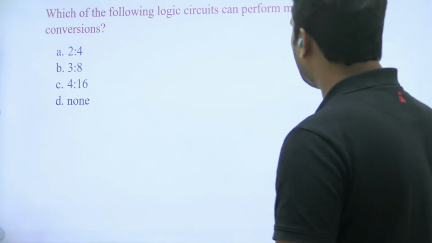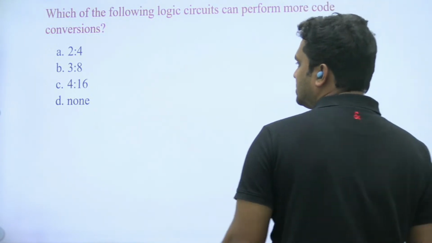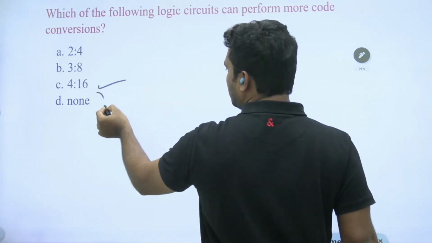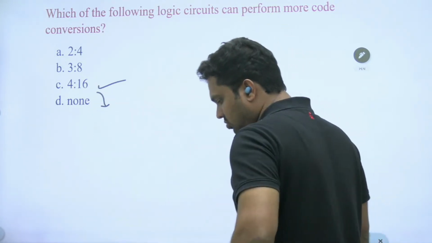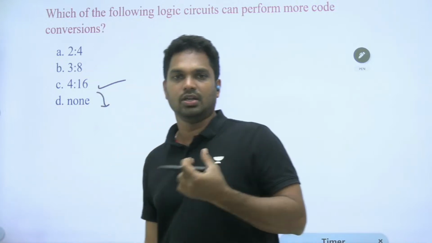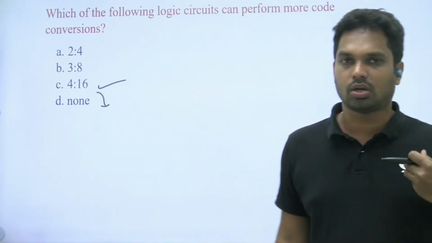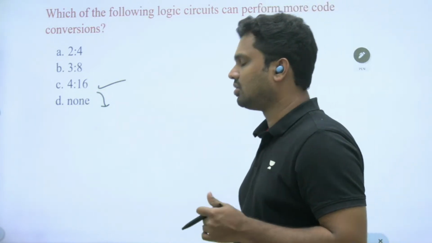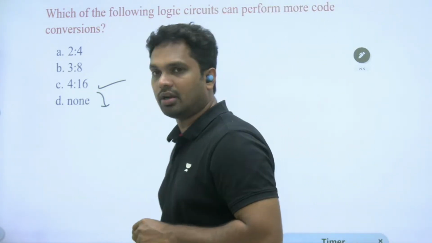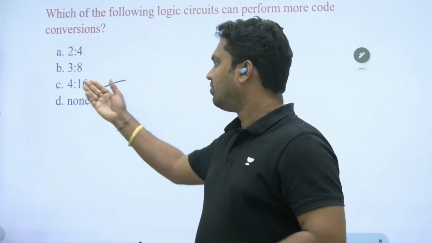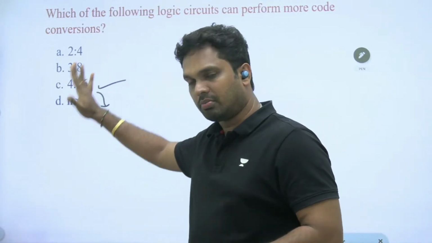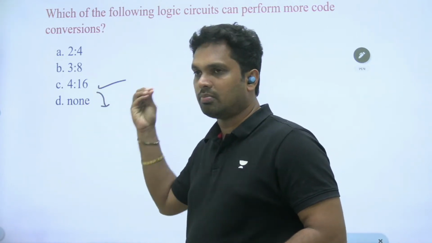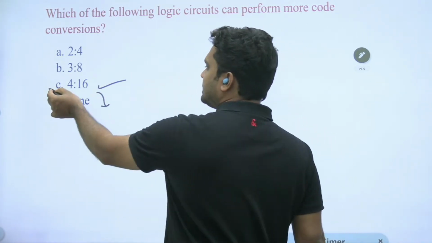Which of the following can perform more code conversions? This is given in one of the papers. The 4 to 16 decoder can, because out of the 4 to 16, you can use 4 to 10 for binary to BCD, 3 to 8 for binary to octal, and 4 to 16 for binary to hexa. For binary to BCD, you use only the first 10 and leave the remaining 6. If you have more size, you can make more conversions.